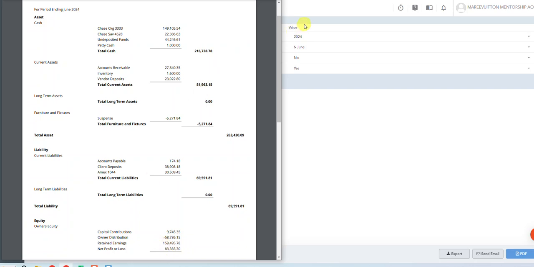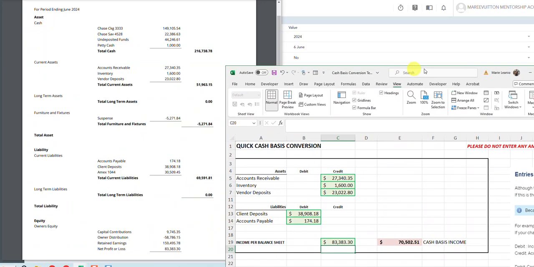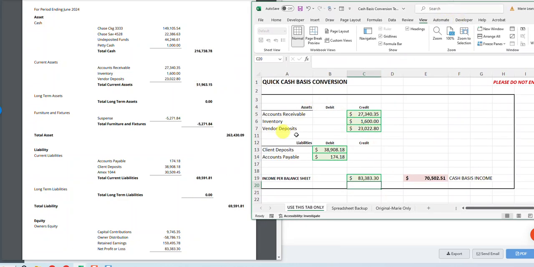I don't like to just do a journal entry without knowing what the answer is going to be. So I do have a cheat sheet, and I'm going to show you that real quick. My cheat sheet just shows you, I plug in these numbers and this is where I'm getting it. AR, AR, inventory, inventory, vendor deposits, vendor deposits, accounts payable, accounts payable, client deposits, client deposits, and then the income is 83,000 as of June, right? But when we convert that, it converts to 70,502.51.